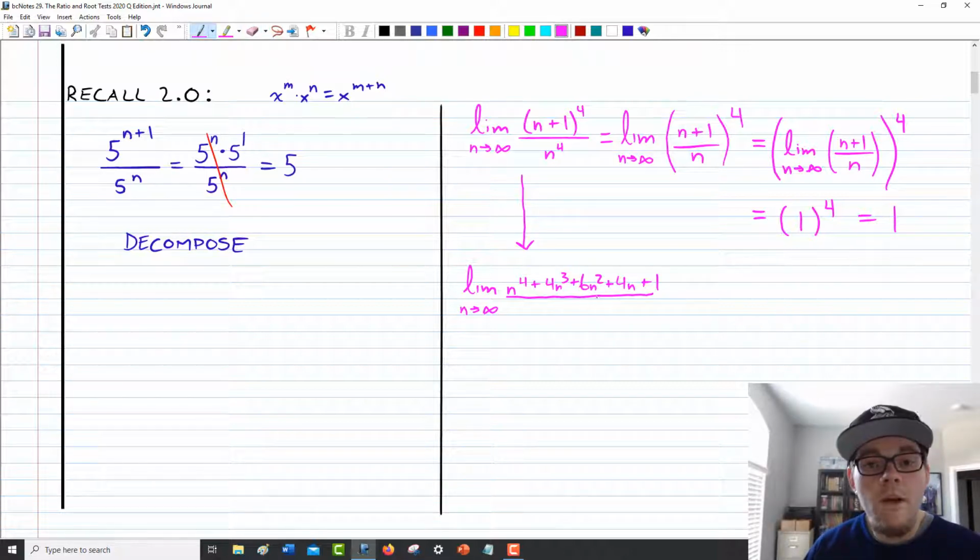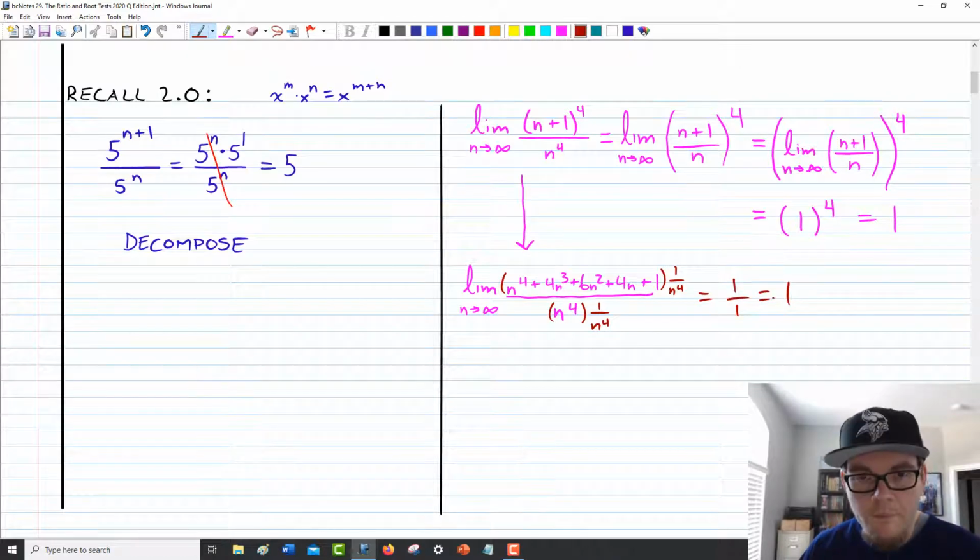But there is the numerator multiplied completely out. Our denominator is n to the fourth. And then at this point, if you so desired, you could go through and evaluate this like any other thing, either by using controlling term analysis or multiplying up and down by 1 over n to the fourth. The result would end up being 1 over 1, which is of course 1.